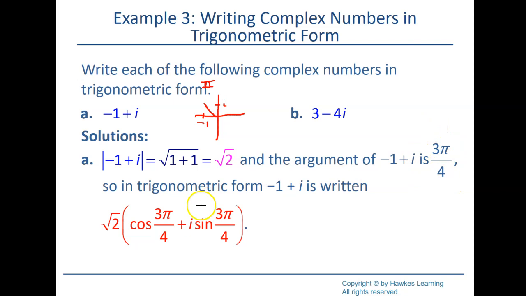Alright, so how do we write it? R, or magnitude of z, times cosine of theta. Theta is 3 pi over 4 because we're in quadrant 2, plus i sine 3 pi over 4. And that's all we have to do for that. Again, what if this was not imaginary numbers, if this was just the point negative 1, positive 1, like in the last section?